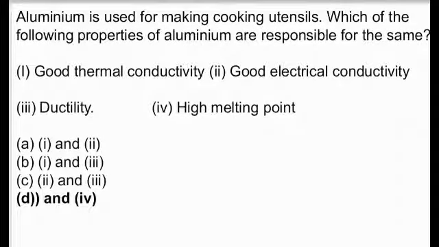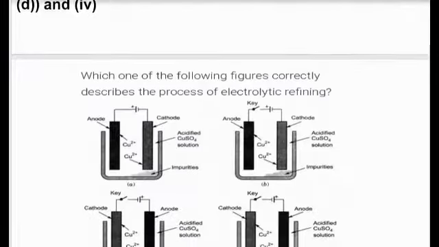The next question. Again, this particular question also is repeated. Aluminum is used for making utensils. Which of the following properties of aluminum are responsible? 1, good thermal conductivity, 2, good electrical conductivity, 3, ductility, and 4, high melting point. The correct answer will be good thermal conductivity and high melting point. That is the options are 1 and 4, that is option number D.